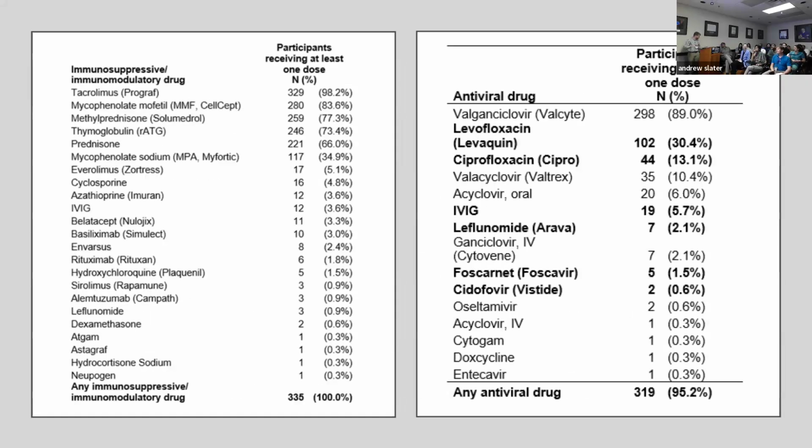Yeah, it's realistic, right? So these are all the medicines that various recipients received. I mean, look at that list. It's crazy, right? Go down, and then on the right, the antiviral drugs specifically that various participants received. And the ones in bold are the ones that there's literature to support their use in BK viremia specifically. And later on, we'll talk about IVIG and Leflunomide.